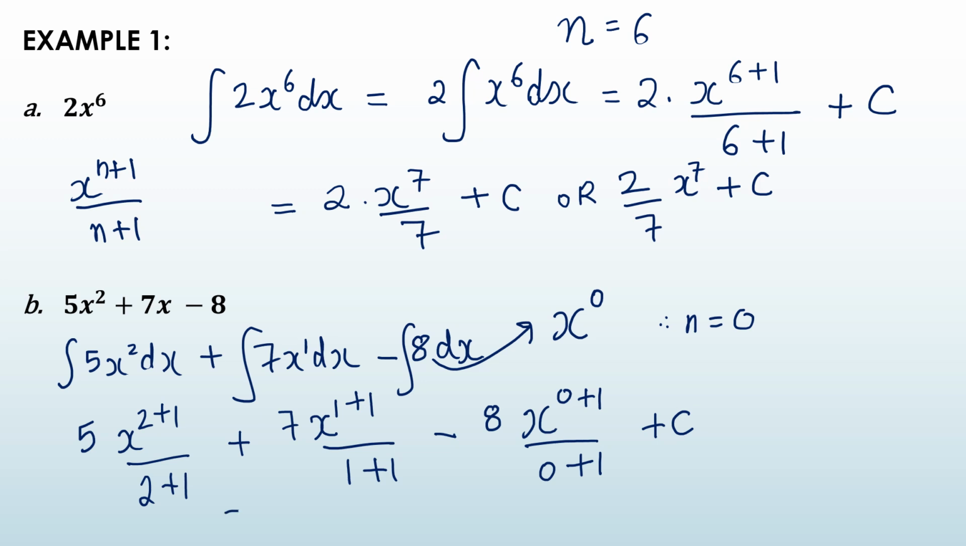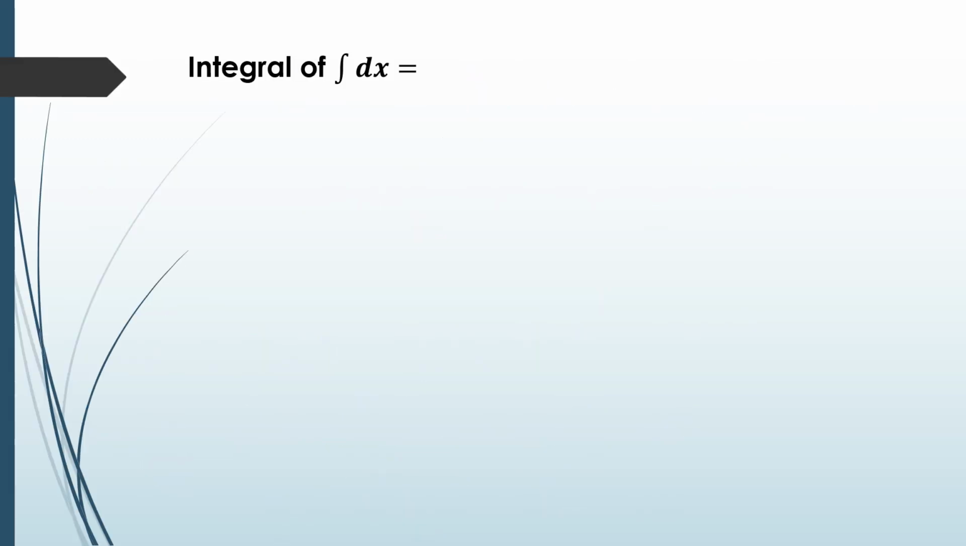Now, in the next step, I'm going to simplify it. So that's 2 plus 1, 3. I'll write it as 5 thirds x cubed plus 7 over 2 x squared minus, that when simplified becomes 8x plus c. So that was an example where we applied properties 2 and 3 together.